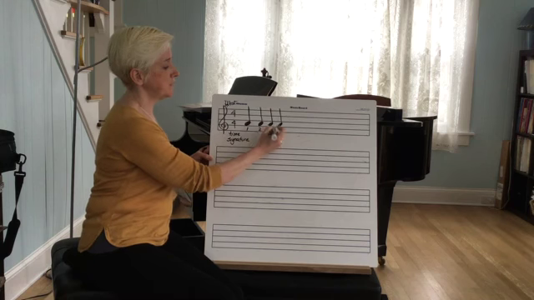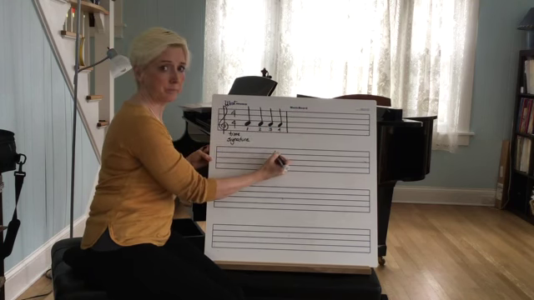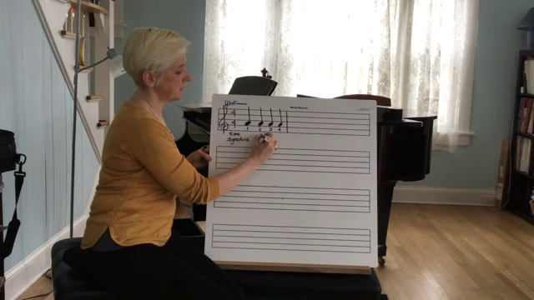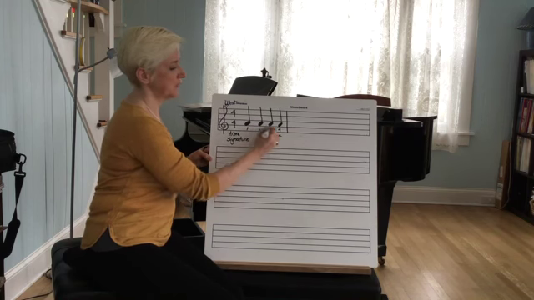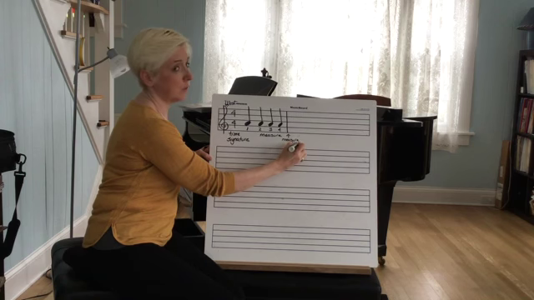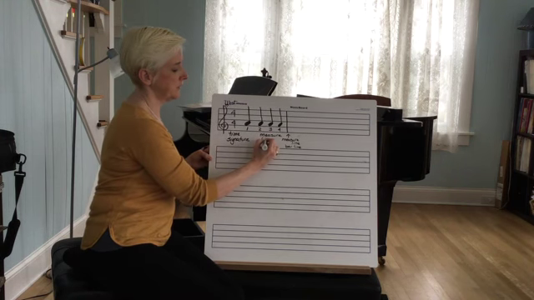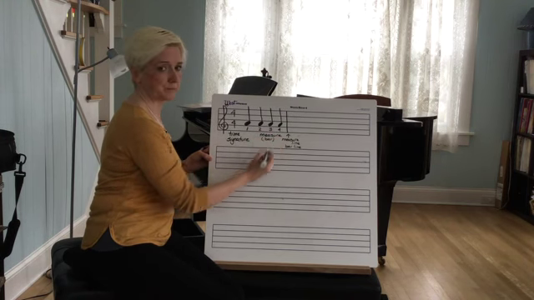So I have my 4 beats, so I'm going to organize them by putting a line after them. And that has created 1 measure of 4 beats. So this is called a measure line, or it can also be called a bar line. And this can also be referred to as a bar.